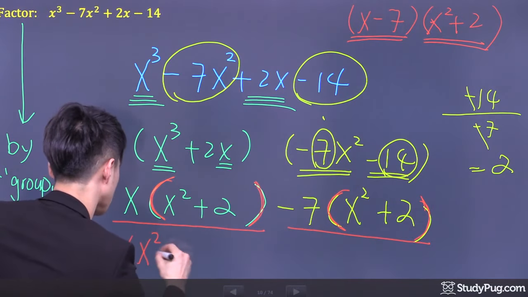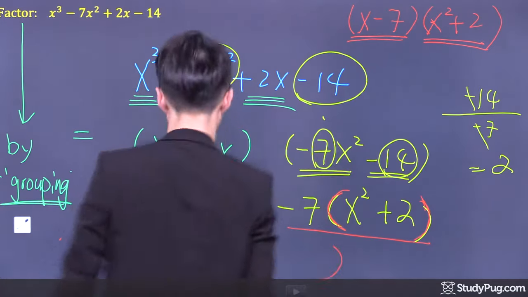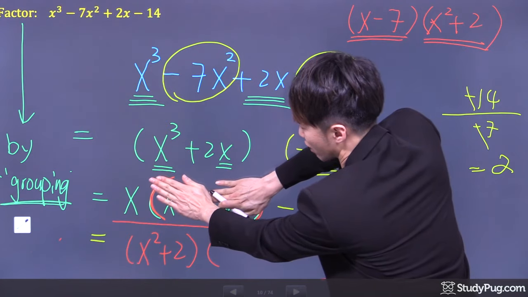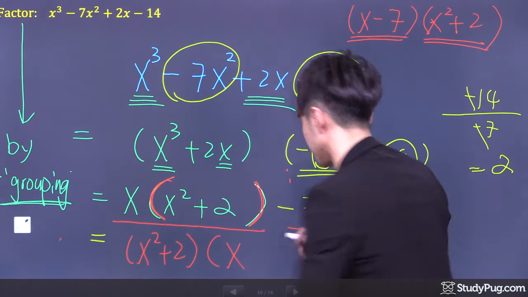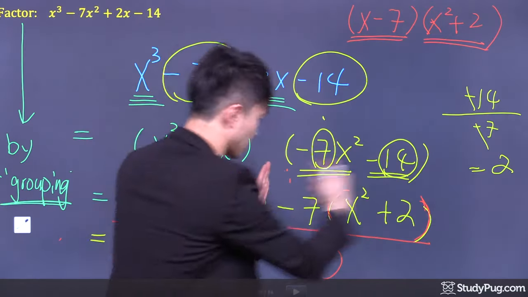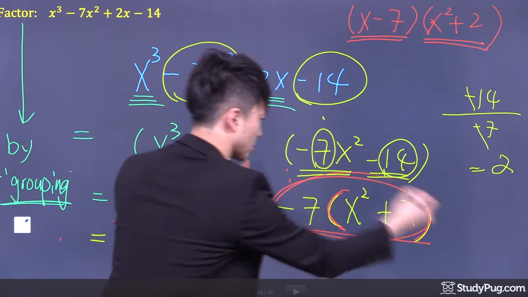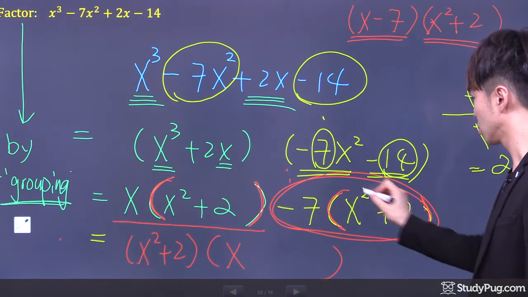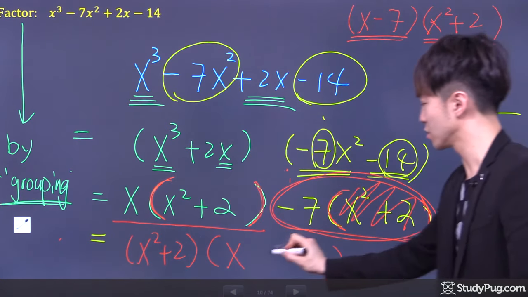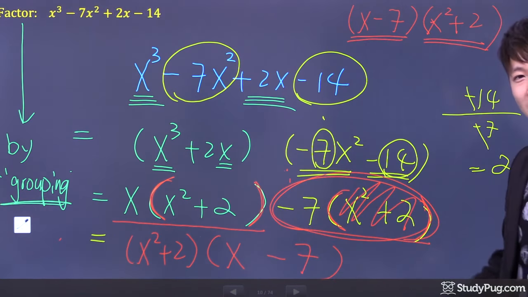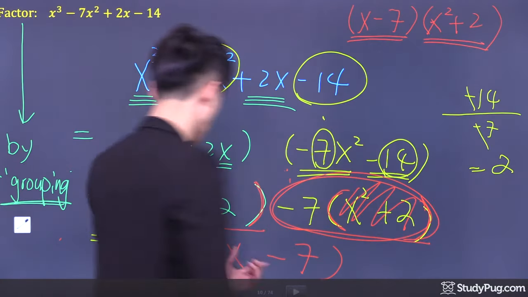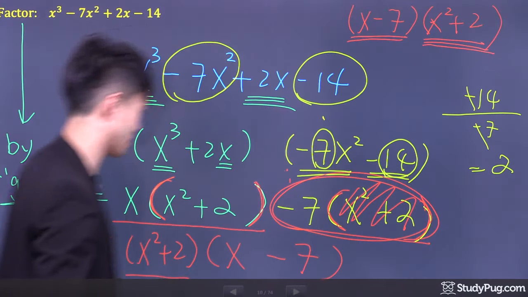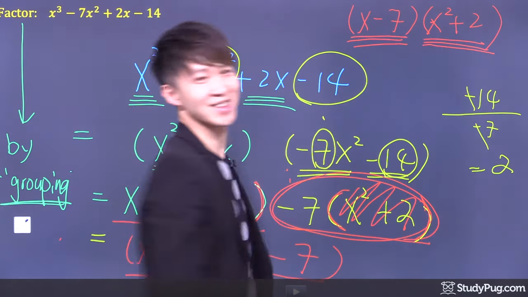We can take it out. So take out x squared plus 2. And what do we have left? So guys, look. First term, after we took out x squared plus 2, what do we have left? Just x, right? Second term, right here, after we took out x squared plus 2, what do we have left? Negative 7, right? There we go, then we're done. So do we get the same answer at the end? x squared plus 2, x squared plus 2. x minus 7, x minus 7. So you get the same answer.